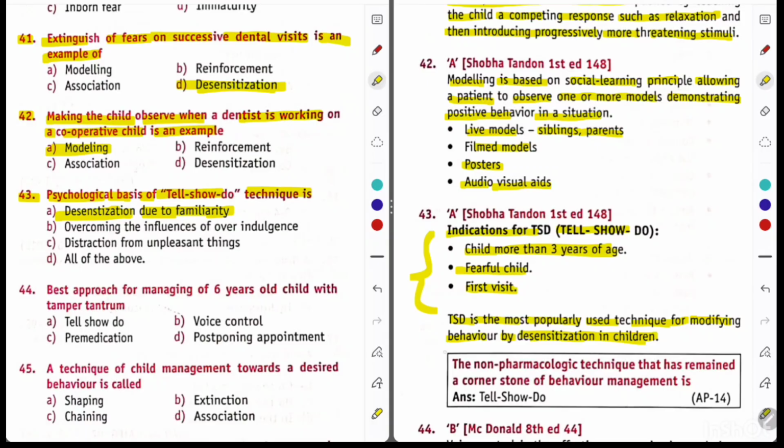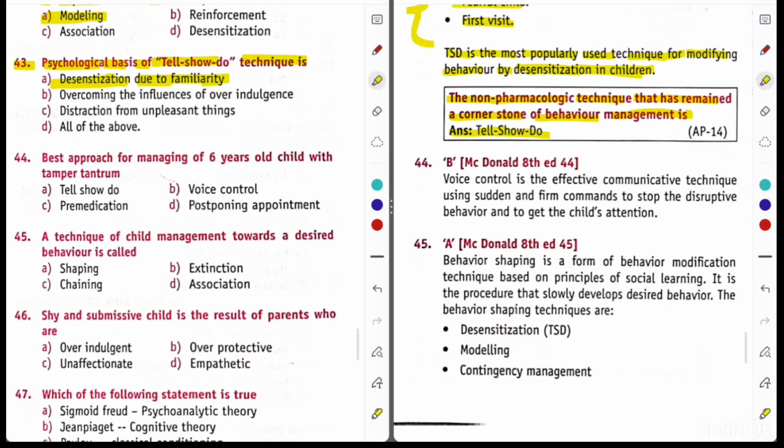Okay, another question on the same topic. The non-pharmacologic technique that has remained a cornerstone of behavior management is. Answer is tell show do technique. Now question 44. Best approach for managing of 6-year-old child with temper tantrums is. So the answer is option B, voice control. Best approach for managing of 6-year-old child with temper tantrums is voice control.